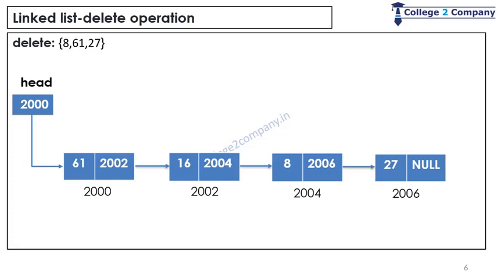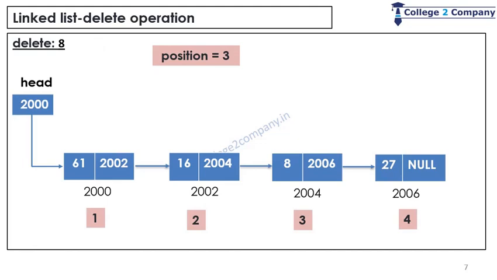Now, how do we perform the delete operation in a linked list? The first element to be deleted is the value 8. We can observe the diagrammatic representation of this linked list. 8 is present in the middle of the linked list. If we observe the position values of each node, the position of the node having the value 8 is position 3. We need to delete this node.